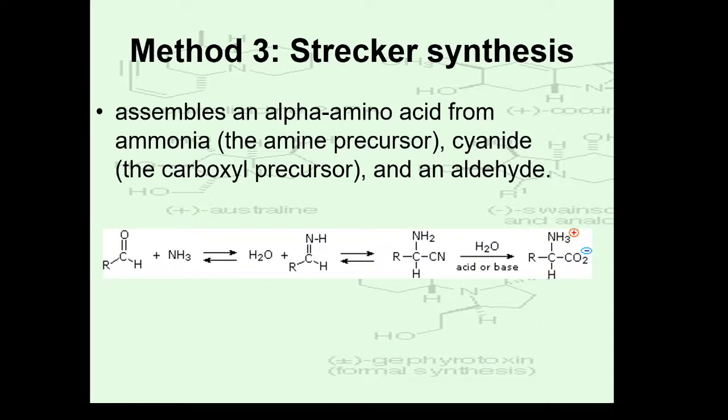So, the first one we looked at was a carboxylic acid. The second one, Gabriel synthesis, used a carboxylic acid or ester. Here, we're going to start with a carbonyl carbon, an aldehyde. You react the aldehyde with ammonia, and you end up with this product here. Do we remember what this product is called? What is the product of the first step of Strecker synthesis?